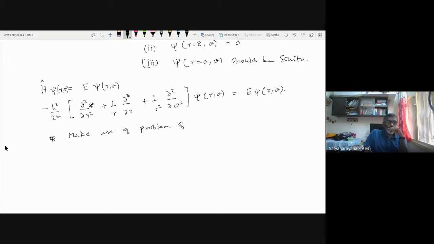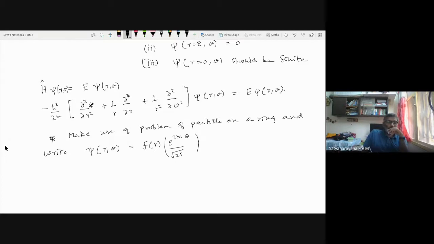of particle on a ring, and based on that, I'm going to write my solution, because this insight sometimes is very useful. The solution is some function f of r into e to the power i m theta. Okay, I can even put the normalization constant 1 over root 2 pi into e to the power i m theta.